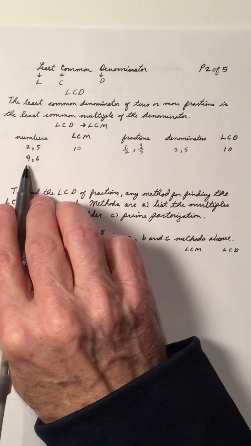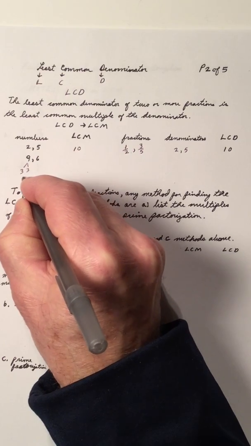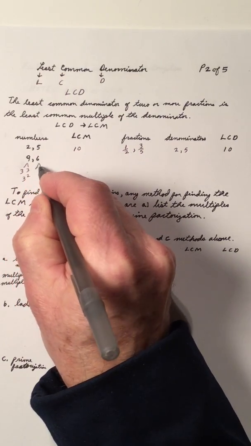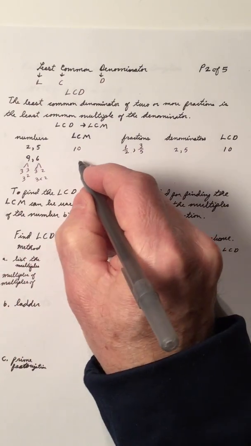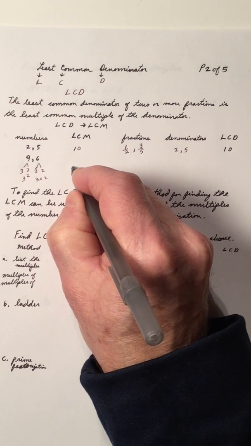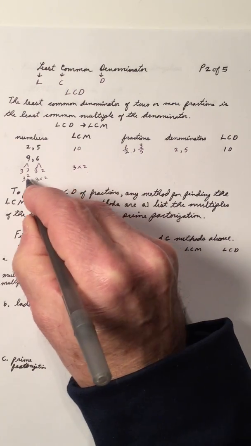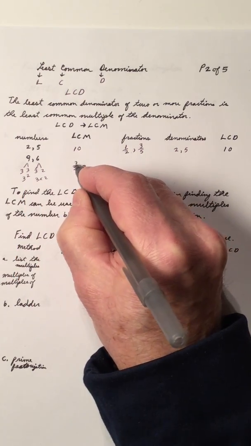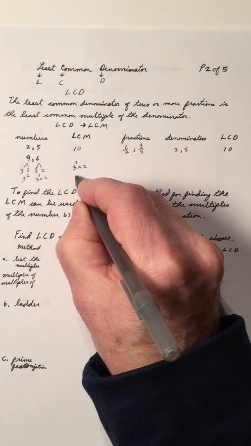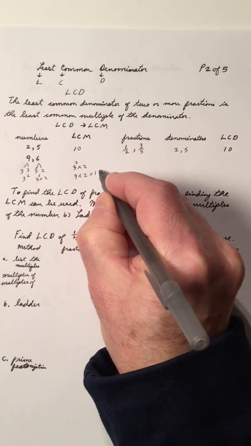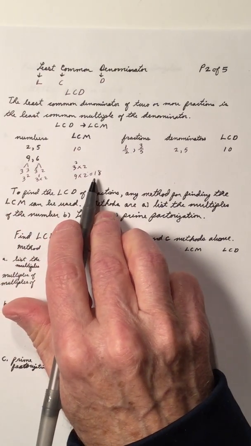If you have a 9 and a 6, the least common multiple, well, 9 is 3 times 3, which is 3 squared. 6 is 3 times 2. That's the prime factorization. The least common multiple: I have to take a 3 and a 2, because they're the factors. I have to take the largest exponent of each, which is a 2 for the 3, and a 1 for the 2. That makes it 9 times 2, so the least common multiple of 9 and 6 is 18. 9 and 6 will divide into 18.